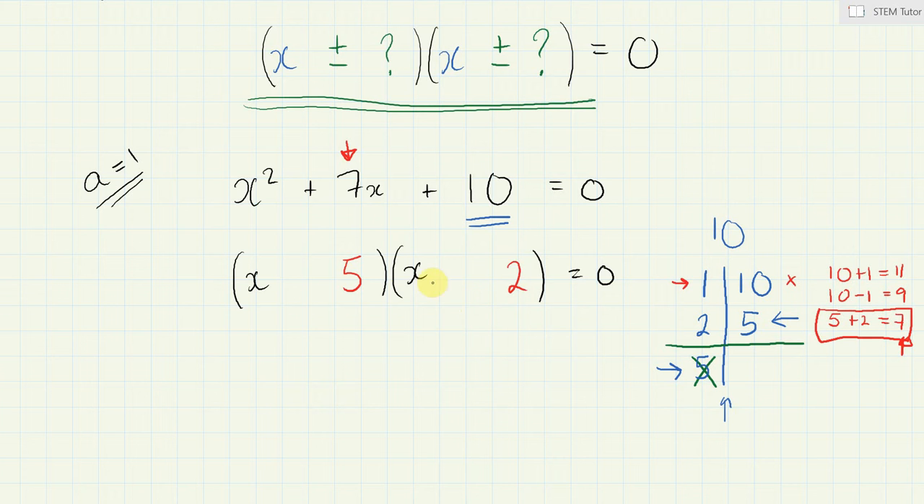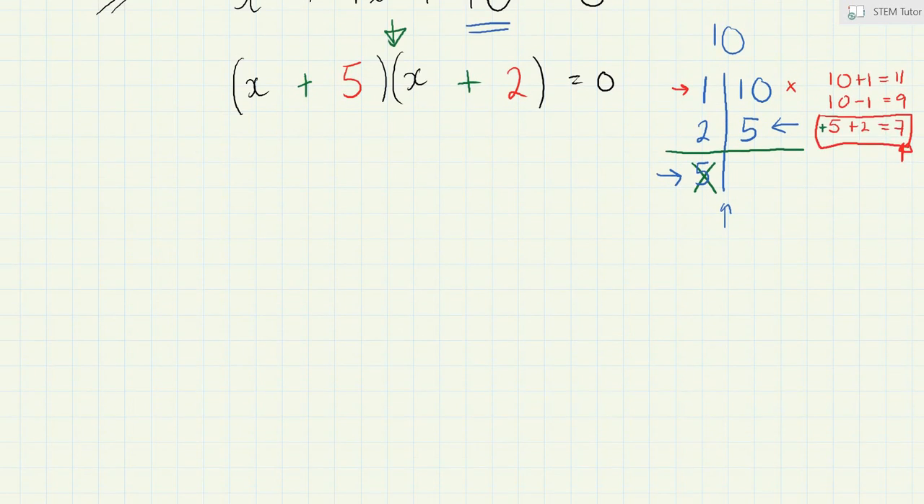And now what you need to do is ask yourself, how do we get to plus 7 with 5 and 2? Well, we would need a positive 5 and a positive 2. So this 5 here would be positive in this case. And that's done. That is x squared plus 7x plus 10 equals 0 factorised. And that is the answer to that question.